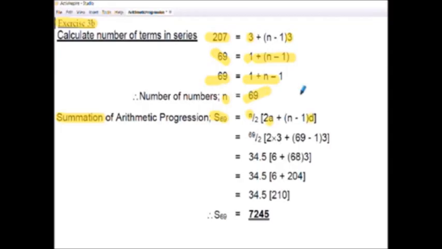I'll let you look at the arithmetic, but summing the first 69 terms in our series should give us 7,245. I suggest you check the calculations.